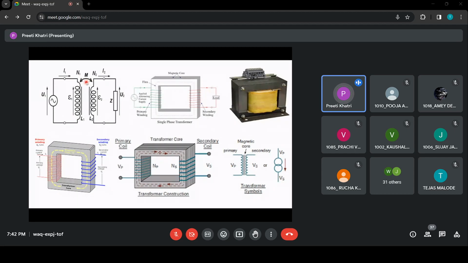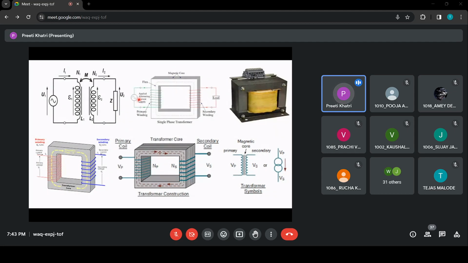So if you see, this is the simple construction of the transformer. And this construction of the transformer is basically decided by the principle on which it is working. Now, the principle on which your transformer is working is Faraday's law of electromagnetic induction. According to this principle, the rate of change of flux, that is d phi by dt, induces an EMF.